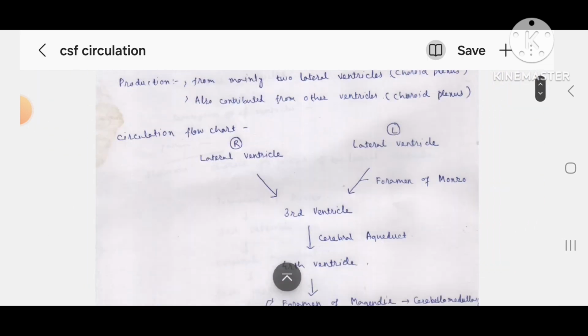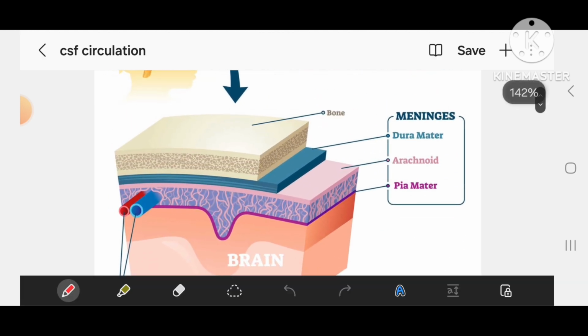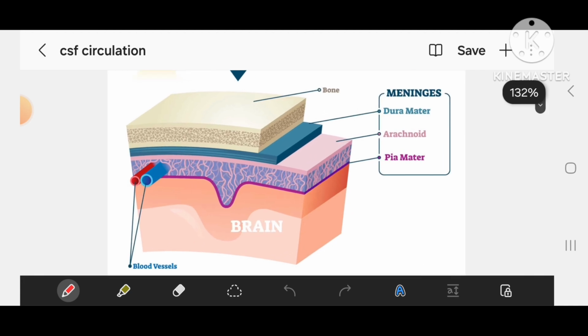Let's see what is subarachnoid space and ventricular system. You can see in this image, these are the coverings of the brain. This is the brain. The immediate layer above the brain is pia mater, then the arachnoid mater, then the dura mater, and the area between the arachnoid mater and the pia mater is filled with CSF, and this area is called subarachnoid space. This is the area, and in the subarachnoid space blood vessels are also present.